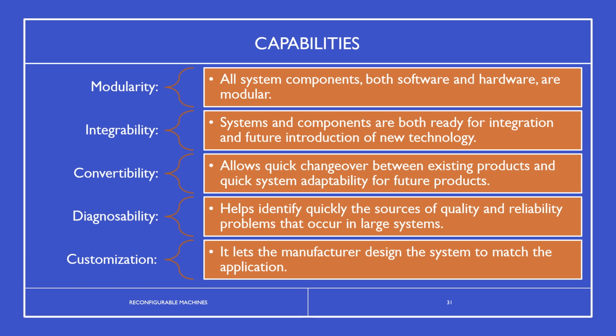Reconfigurable machines have these key capabilities. Modularity. All system components, both software and hardware, are modular. Integratability. Systems and components are both ready for integration and future introduction of new technology. Convertibility. Allows quick changeover between existing products and quick system adaptability for future products.